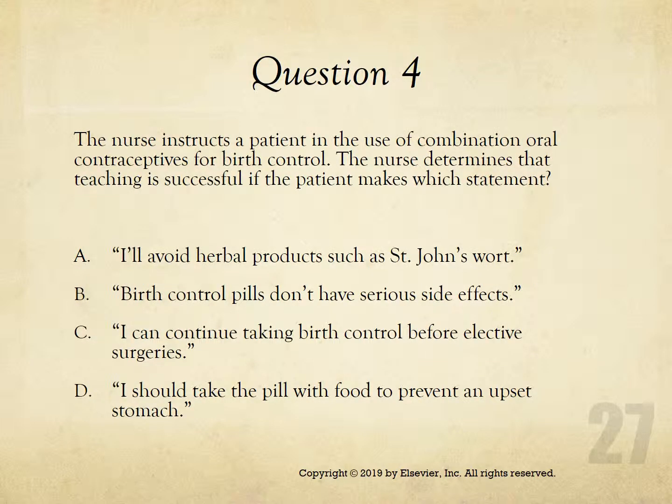And question 4, the nurse instructs a patient in the use of combo oral contraceptives for birth control, which determines if the teaching was successful. And the answer is A, that she should avoid St. John's wort, and that was one of the medications mentioned in the presentation that affects OC. And that is it for today.